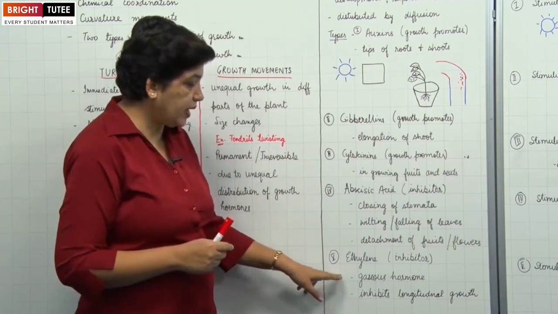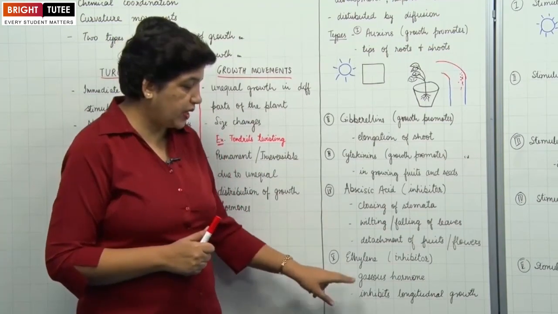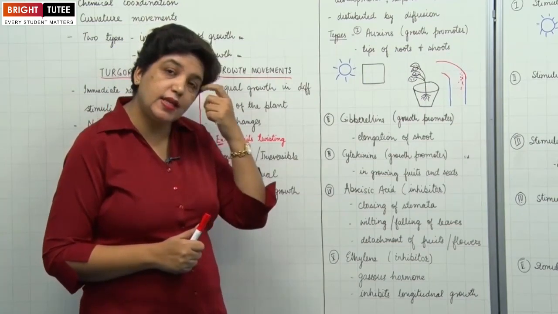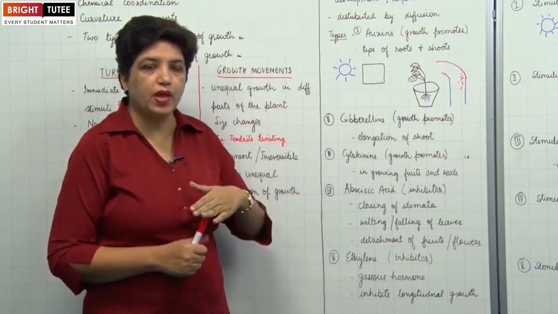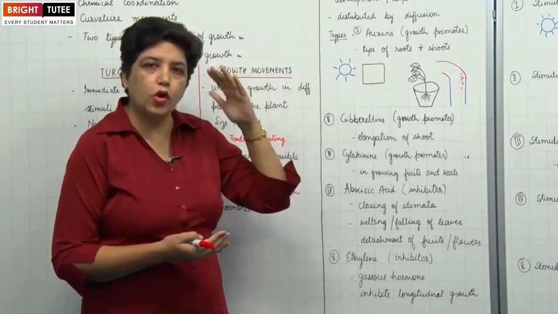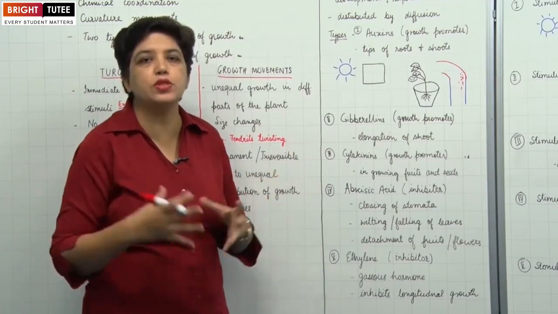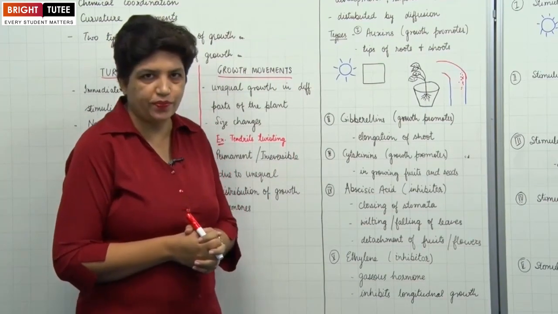The last one, that is ethylene, it is also a growth inhibitor. It is a gaseous hormone and it inhibits the longitudinal growth. Once a plant attains a certain height, it inhibits the longitudinal growth so that the branches can grow and more profuse plant can be produced, right?